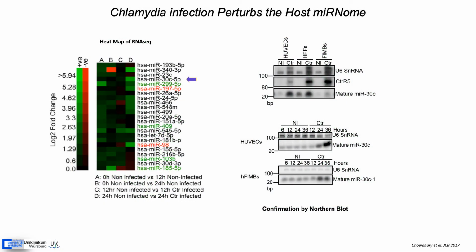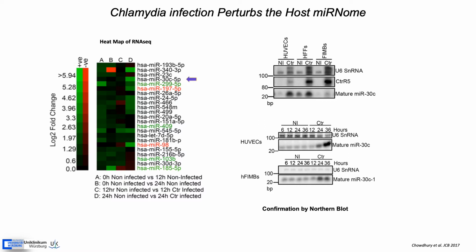When we looked into the microRNA transcription profile using next generation sequencing in chlamydia infected cells, we saw major changes in human microRNA. On the left panel, you can see a heat map showing upregulation of several human microRNAs after chlamydia infection. One of the prominent upregulated human microRNAs was MIR30C. This upregulation was significantly high after 24 hours of chlamydia infection.